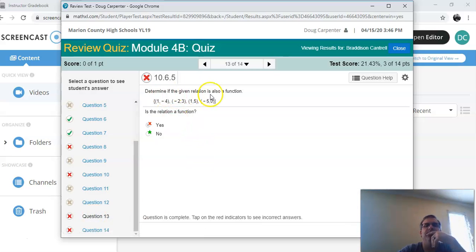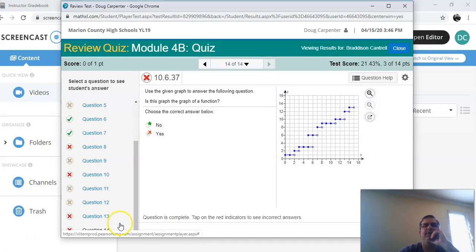Question 13. Determine if the given relation is also a function. x repeats. If x doesn't repeat, then it's a function. But x repeats. So since x repeats, do they have the same answer? They do not, so it is not a function.